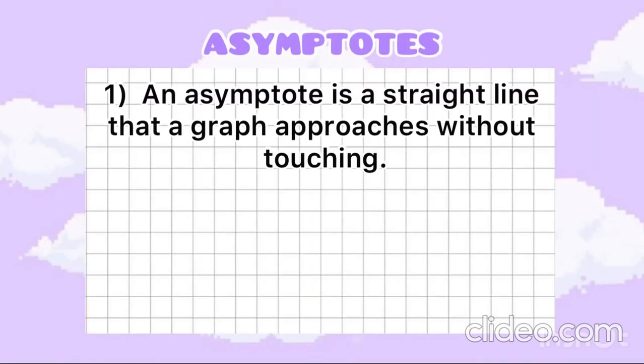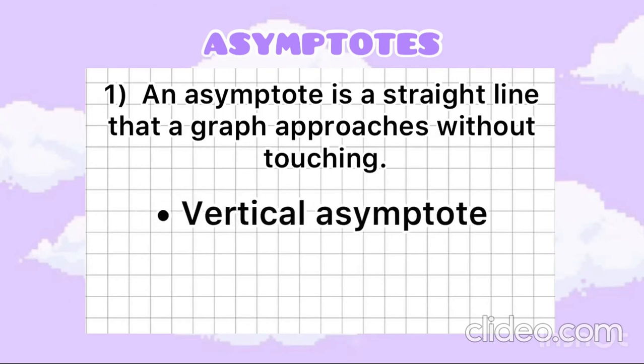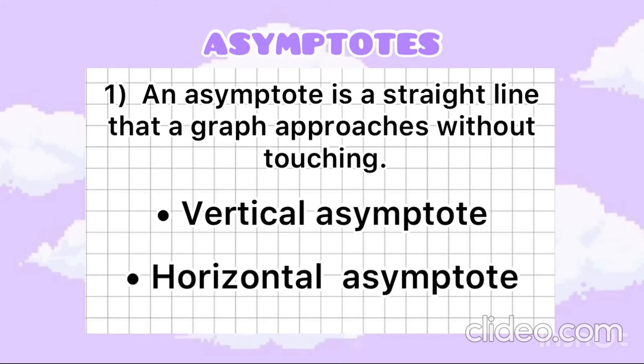Asymptote. An asymptote is a straight line that a graph approaches without touching. There are two types of asymptote. The first one is vertical asymptote and the other one is horizontal asymptote.